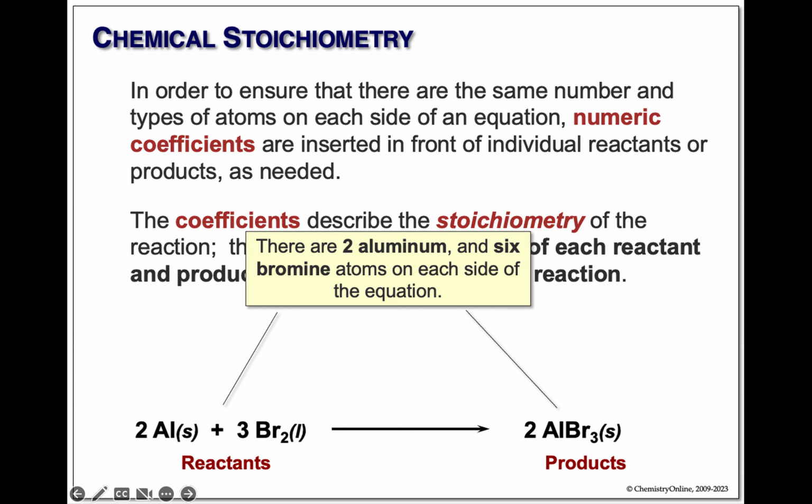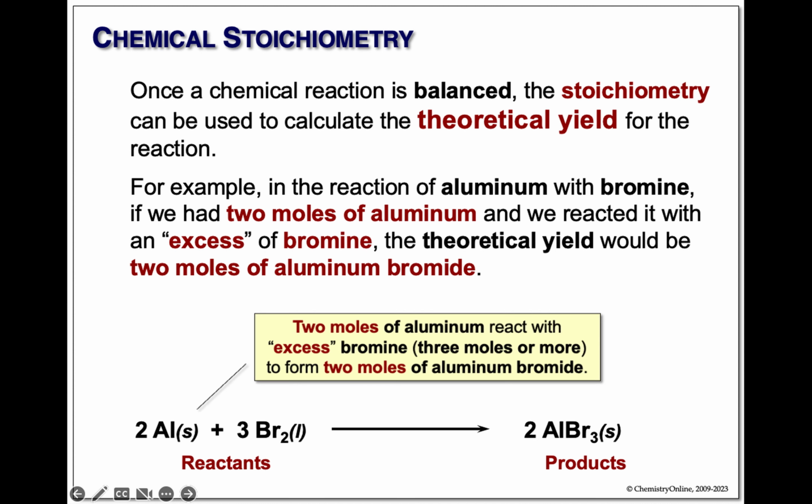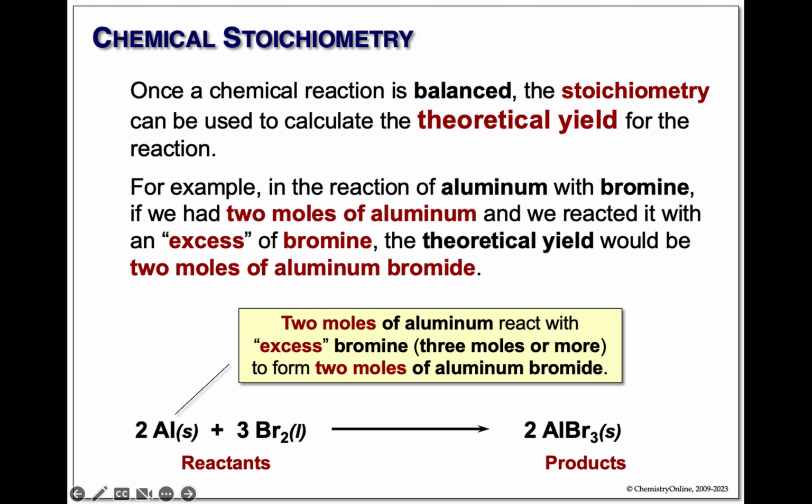This equation that we have written that is balanced defines what we call the theoretical yield for the reaction. If you have 2 moles of aluminum and react it with exactly 3 moles of bromine, you should get exactly 2 moles of aluminum bromide.